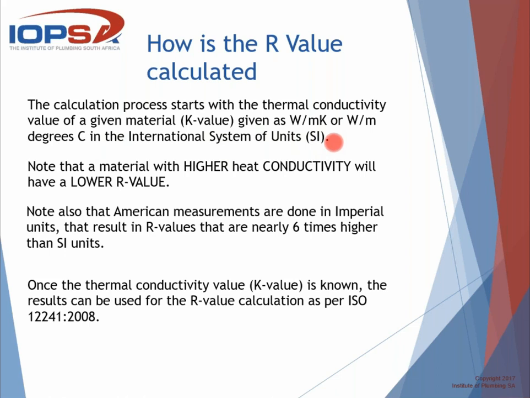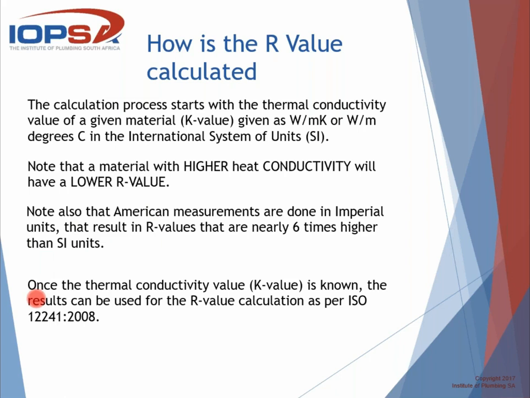It's abbreviated to SI, and that is important to note. Plant that little fact in the back of your mind. Note that a material with higher heat conductivity will have a lower R value, because if you have a higher conductivity, it won't be as good at preventing heat from flowing through it. Does that make sense?